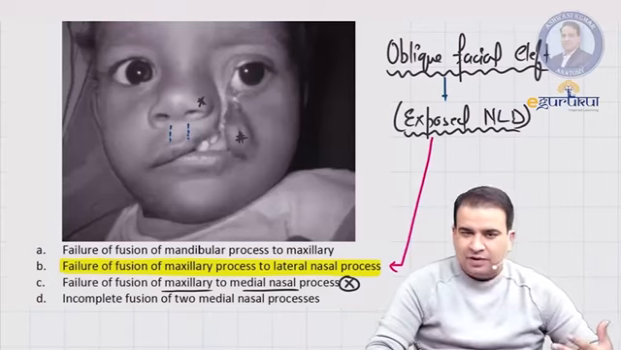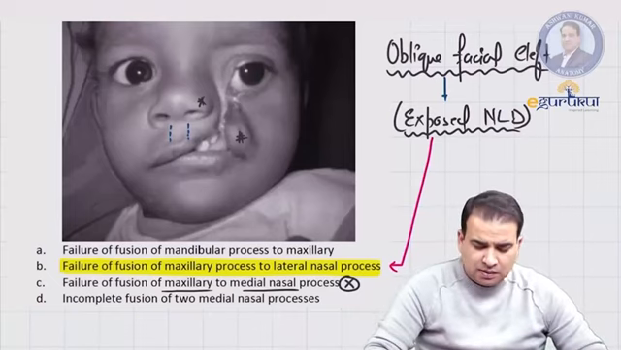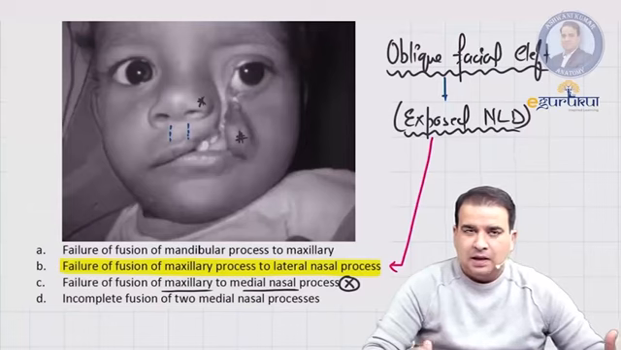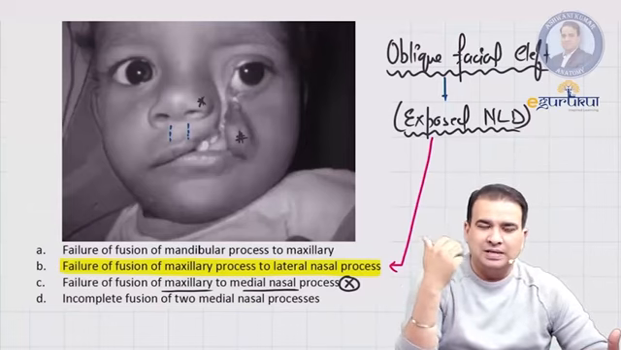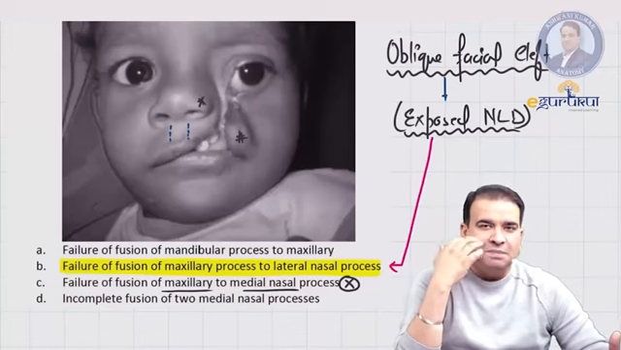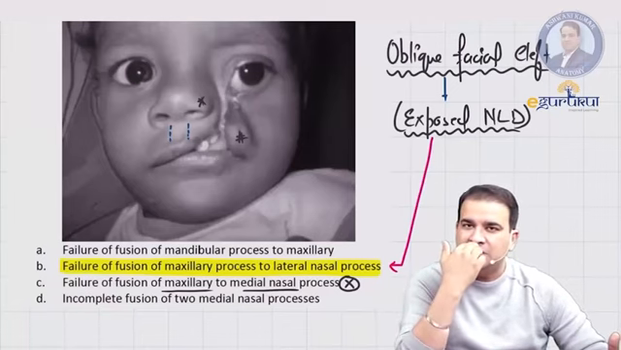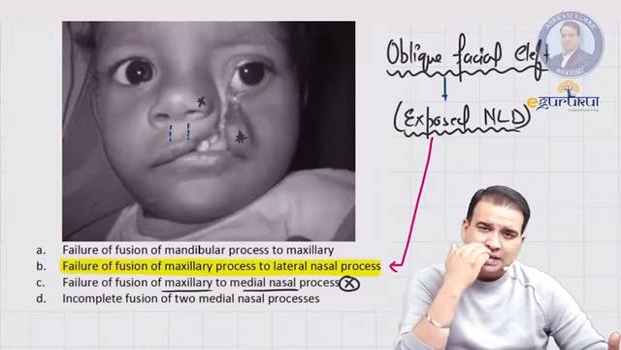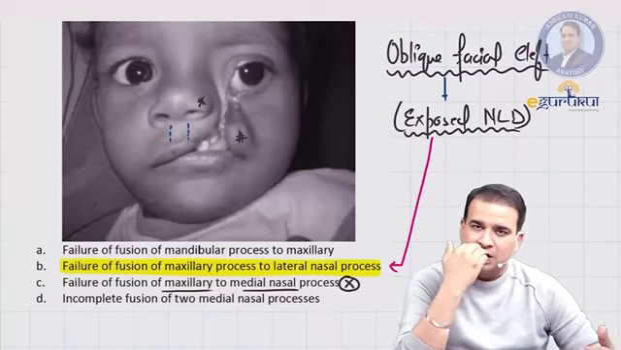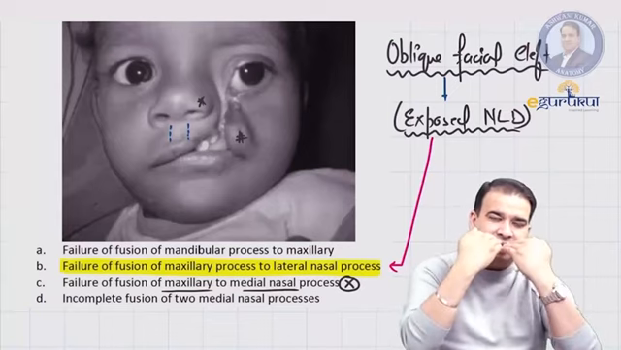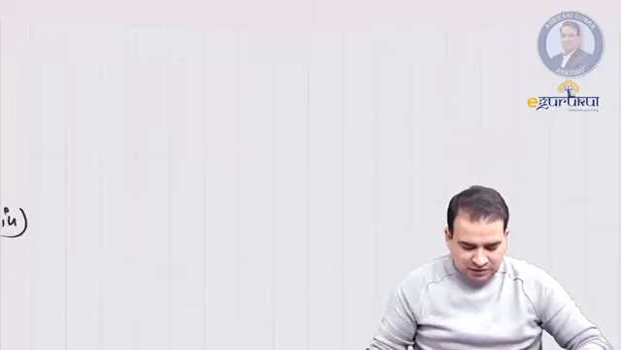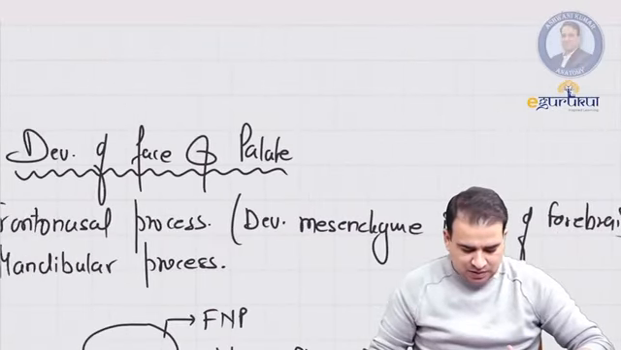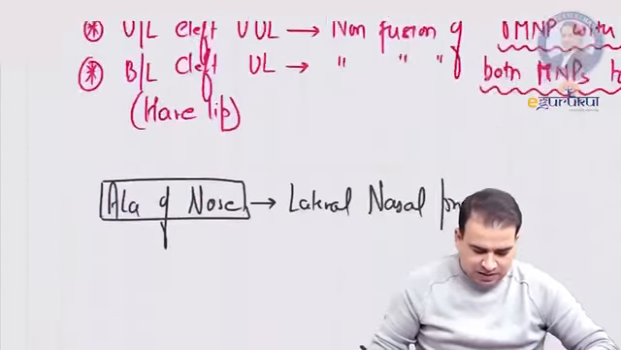This is about the development of the face. Now, what about the palate? If we know the development of the face, then the palate is no big deal, guys. Upper lip is derived from the maxillary process and medial nasal process. And the same maxillary and medial nasal processes will give off extensions inside, and that will give rise to the palate. So when it comes to the development of the palate, there is nothing new or special in that. Let me write that for you.